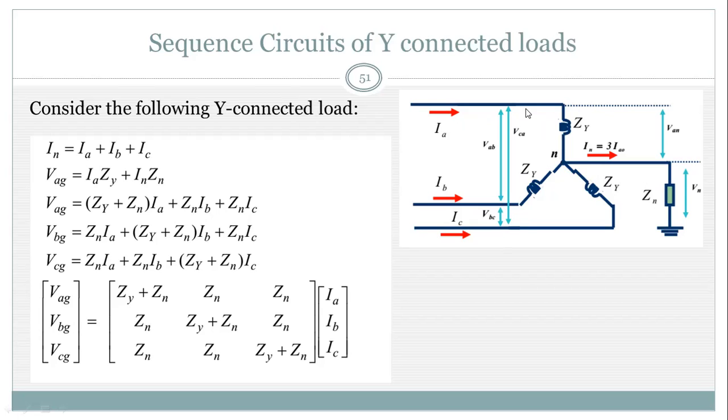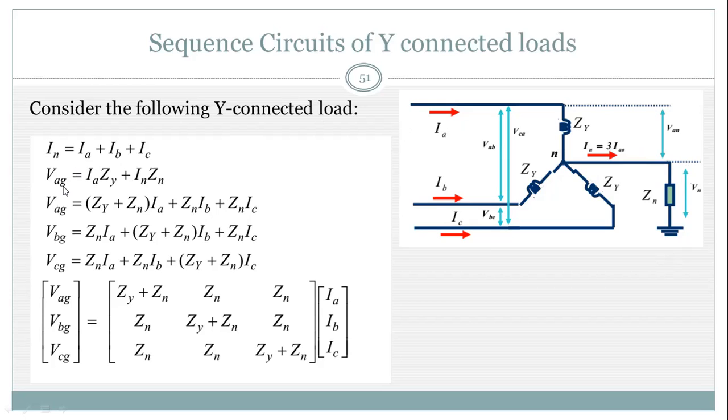Here the line-to-line voltage differences are VAB, VBC, and VCA, the line-to-neutral voltage difference is VAN, that is A phase to neutral, and the neutral to ground voltage difference is VN. Now if we want to calculate the neutral current IN, that should be the summation of the total current. So IN, or the neutral current, is equal to IA plus IB plus IC.